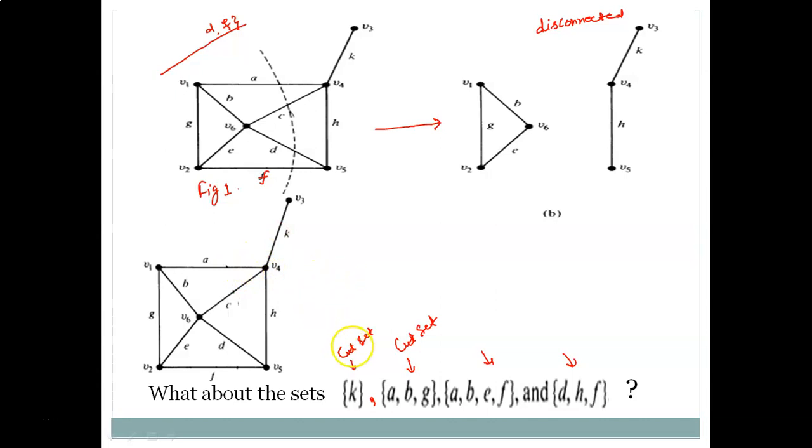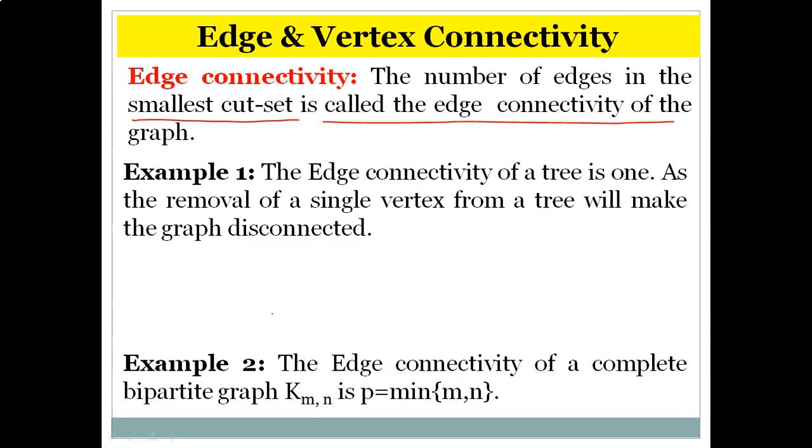So according to the definition of edge connectivity, the edge connectivity of this graph is equal to 1, because the smallest cut set has one element. So the edge connectivity of this graph is 1, because any other cut set will have more than one edge. So this is the definition of edge connectivity.